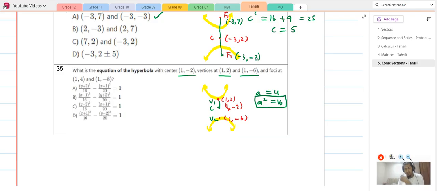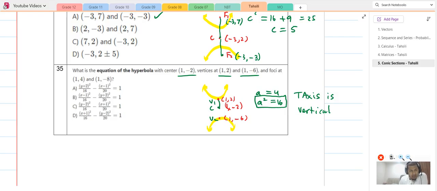Okay, so that's going to be under the y, because this part will be positive. The transverse axis is positive. The transverse axis is vertical. So this part will be under y.